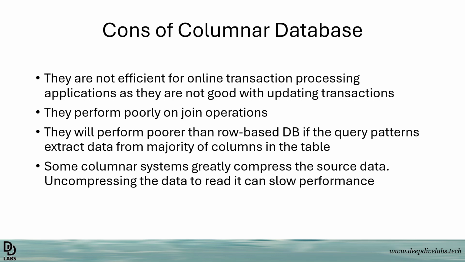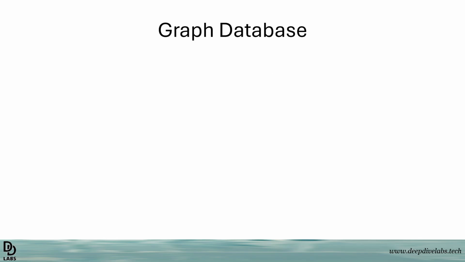So now from columnar database, we'll move on to the next NoSQL database. Next we are going to look at graph database. Alright, so we have seen key value database, columnar database. Now we are going to see the third type, which is your graph database.